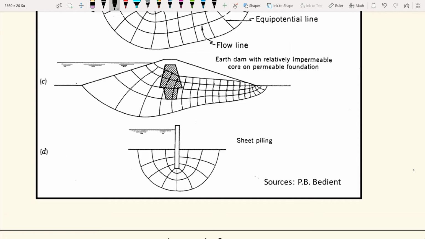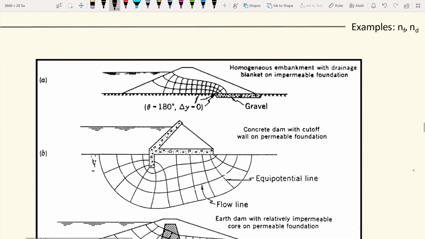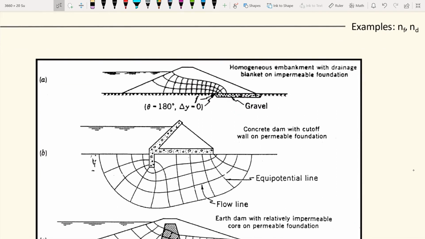So if we do a quick exercise here, we talk about n sub f and also n sub d. What is the total amount of flow going through the site? For example, n sub f we want to find out. So n sub f is the number of flow tubes. So you have one flow tube here. So if I use a color, if I can.